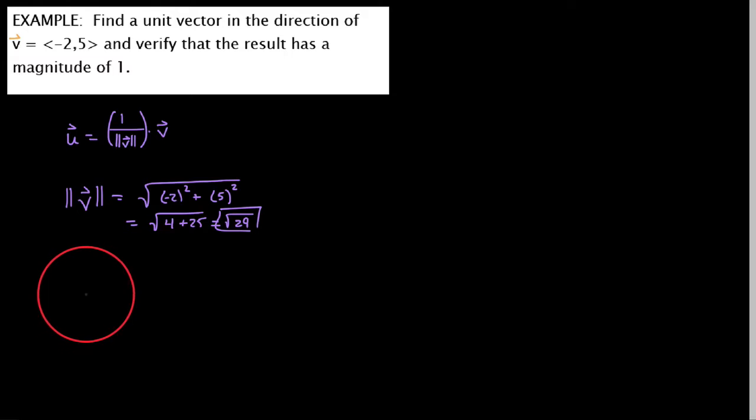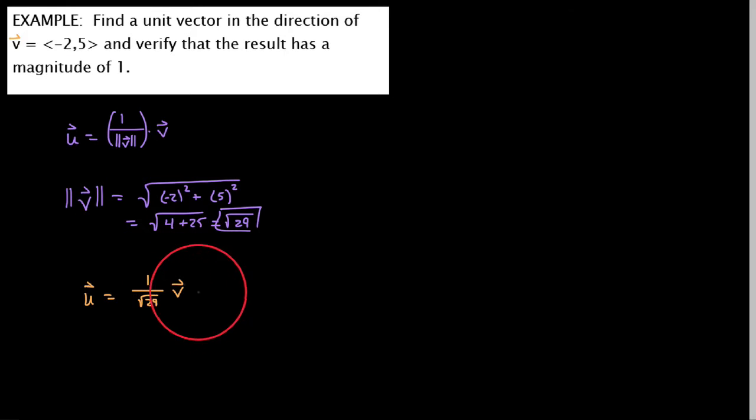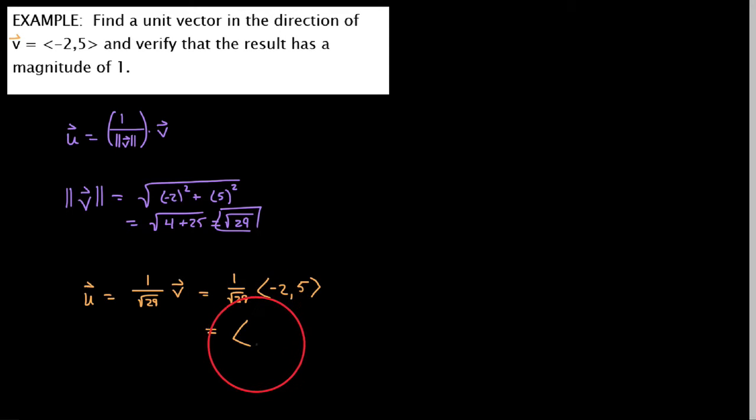So if we wanted to find a vector going in the same direction, we would call it some unit vector u, having a length of 1. We'll take 1 over root 29 and multiply the original vector v by that scalar multiple. So we have 1 over root 29 times this initial vector of (-2, 5). Using our properties of scalar multiplication, this is the same thing as (-2 over root 29, 5 over root 29).